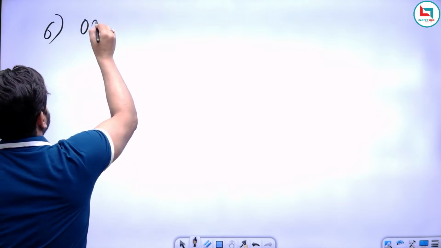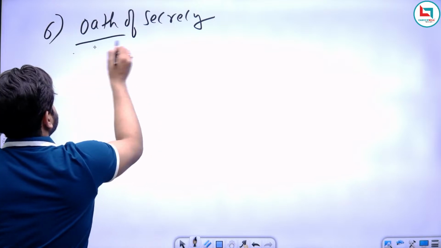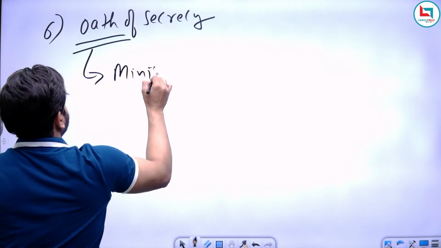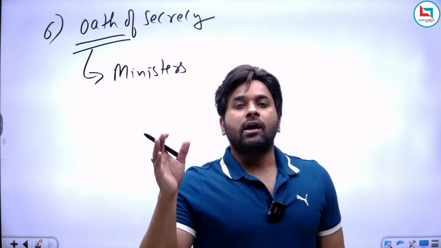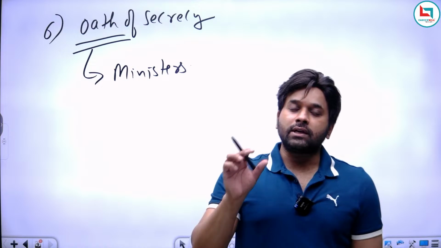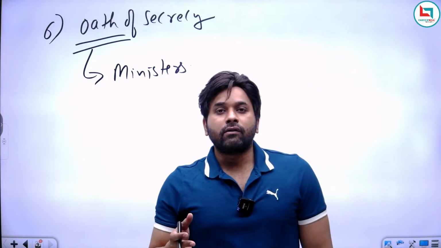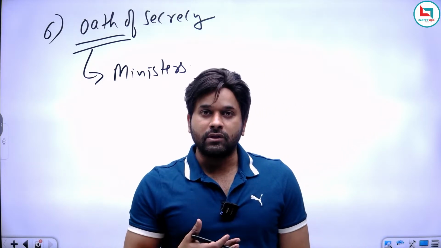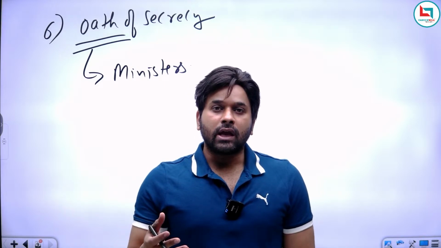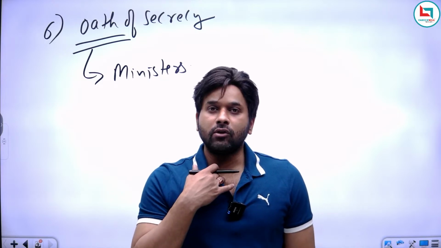Now let us see the sixth feature. The sixth feature is oath of secrecy. Now this oath is taken by ministers at both levels. So suppose you are appointed as a minister, then as a minister you are supposed to take an oath of secrecy. Now this oath of secrecy expects from you that you should not reveal any matter which came to your knowledge as a union minister or as a state minister. So suppose I am a union minister and a particular matter came to my knowledge, then I am not supposed to reveal that matter to anyone. Okay, it should remain confidential.